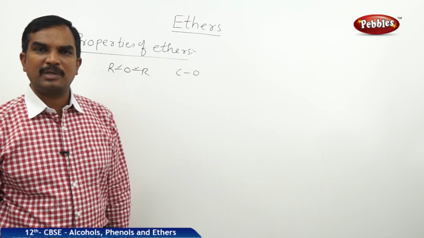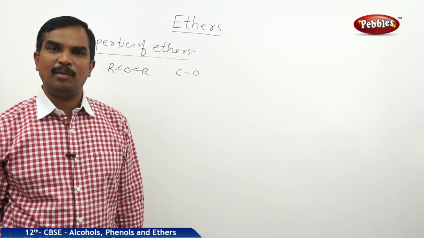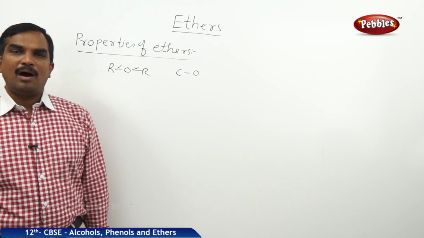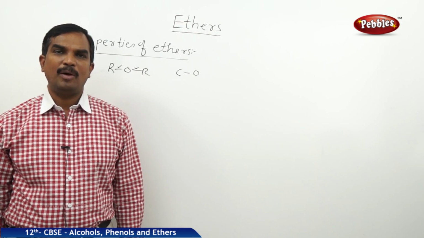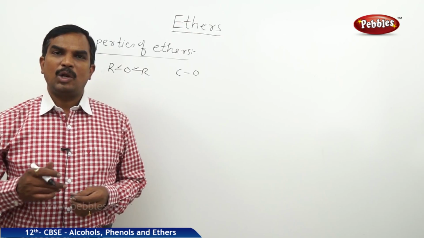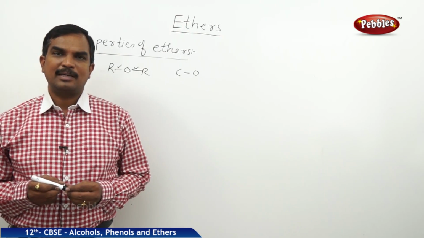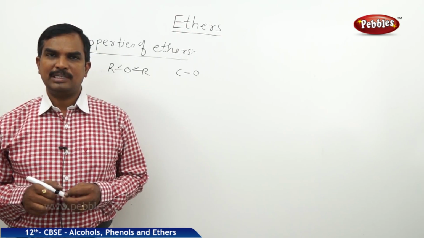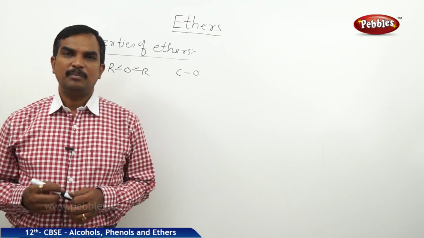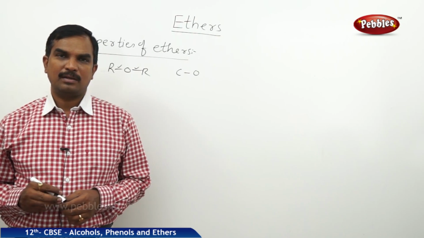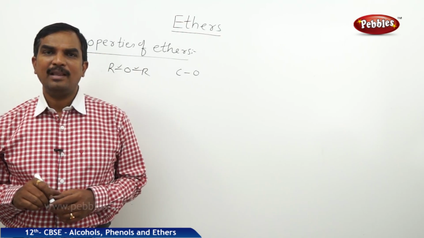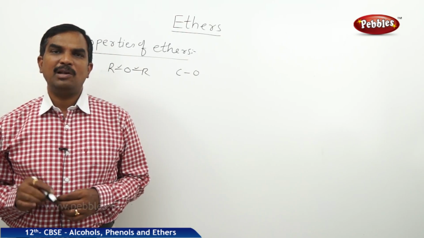But the solubility of ethers in water is a little less when compared with the corresponding alcohols, because alcohols have the ability to form intermolecular hydrogen bonding. Only the lower ethers have the ability to form hydrogen bonding with water. That's why they are miscible, especially the lower ethers. But higher ethers, because of the hydrophobic alkyl groups, do not participate in hydrogen bond formation. That's why the solubility is less.